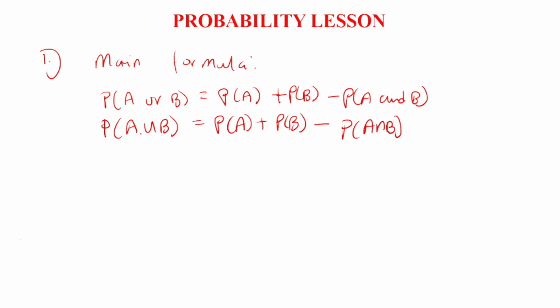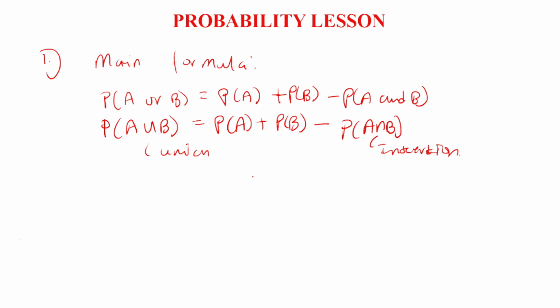This simply means there's a union between the two. This simply means there's an intersection. This is a union, and then this one is an intersection between the two. Intersection means they are happening at the same time.